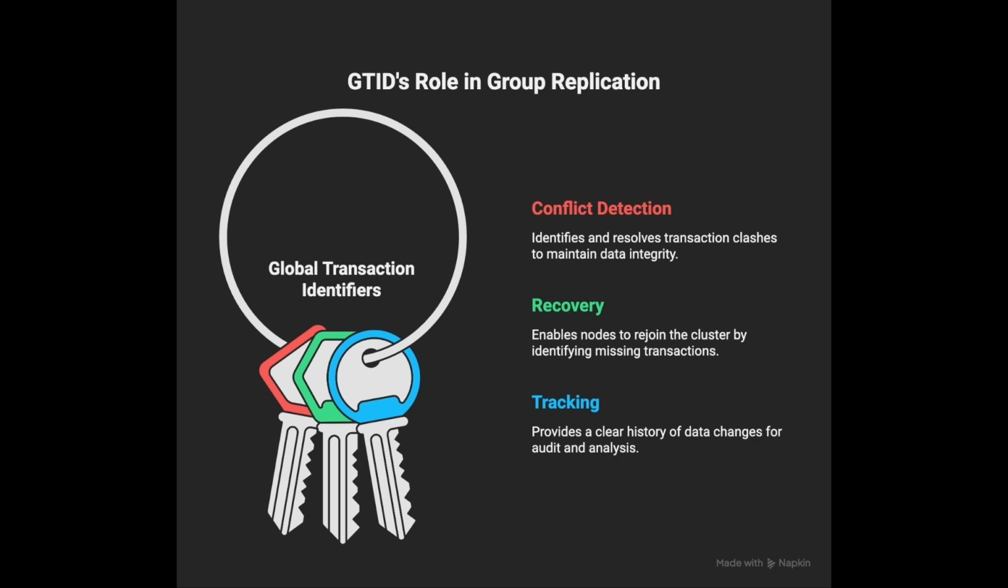Think of it like server-UUID:transaction number, globally unique. And what do these unique IDs enable? They play several critical roles. First, conflict detection. They uniquely identify transactions that might be trying to change the same data concurrently. Second, recovery. If a node goes offline and rejoins, it uses the GTIDs it has already processed to figure out exactly which transactions it missed. Allows for a really seamless catch-up. And third, just tracking. It gives you a clear, unambiguous audit trail of every data change across the whole cluster.